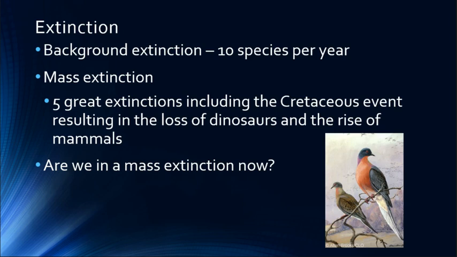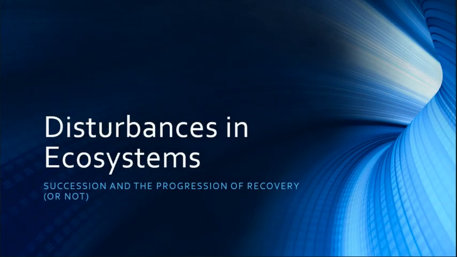It's very exciting. It turns out, though, that the extinction rate right now is anywhere from 100 to 300 species per year. And so the question that we ask ourselves in environmental science is, are we in a mass extinction now? The passenger pigeon didn't go extinct because it couldn't survive or get mates. It went extinct because its feathers looked pretty on hats. And so we have to ask ourselves, are we responsible for a mass extinction that is occurring right now? Okay. Now, before we do that, let's talk a little bit about disturbances in ecosystems.